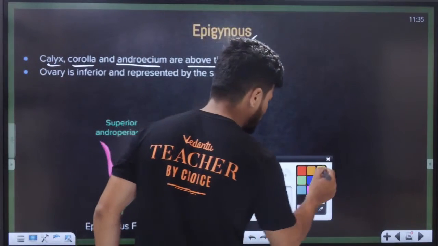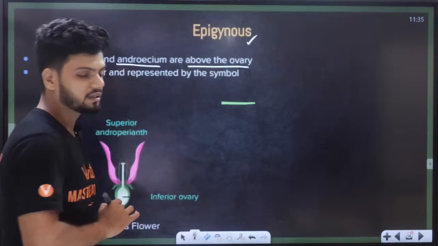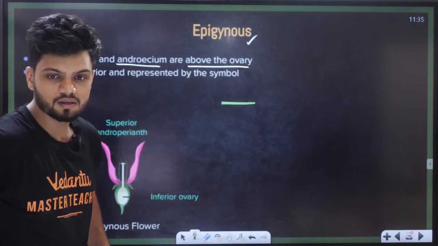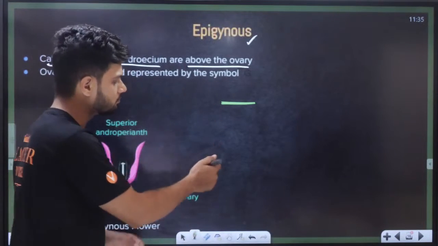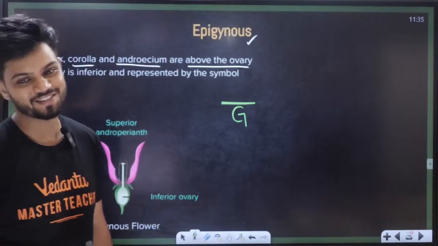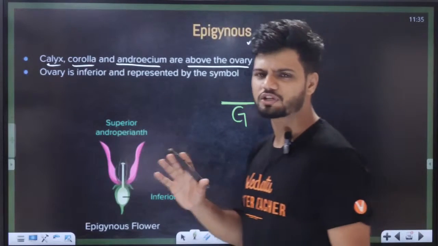If this is the thalamus right here, now tell me, is the gynoecium on the top or the bottom? It should be on the bottom right here. Now what is the trick here, students? How many of you know my trick? Raise your hands. It is a very simple trick which I have always been using.